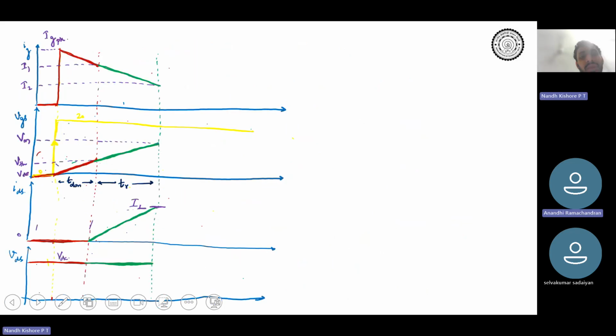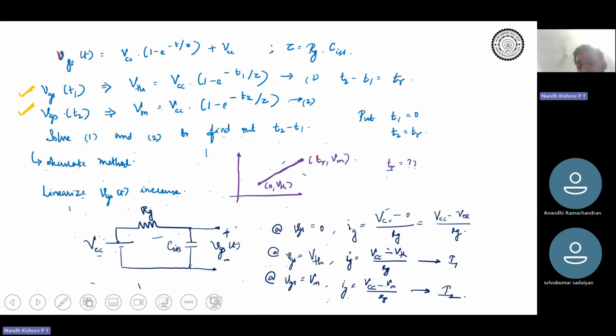I1 and I2 are determined so far, correct? So till this point, is it fine? How we drew the gate current? Just assume linear increase in gate source voltage. So gate current falls linearly from IG peak. We computed what is I1, I2 based on a simple RC network. Okay, fine. So one way of writing IG was based on these equations.